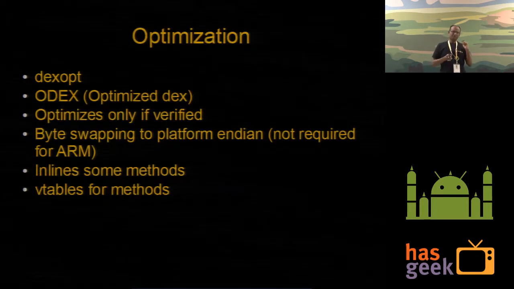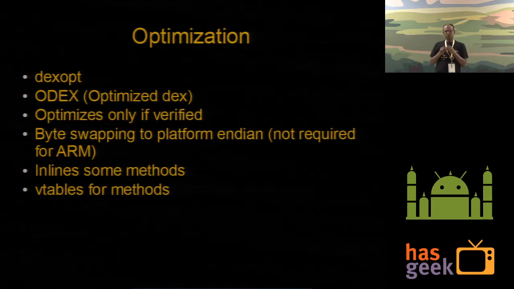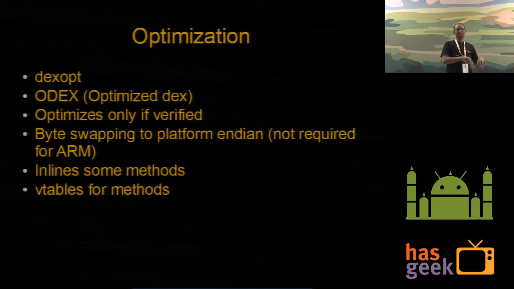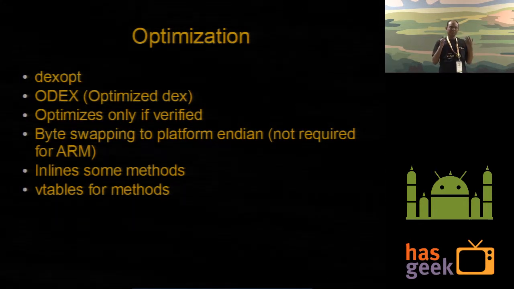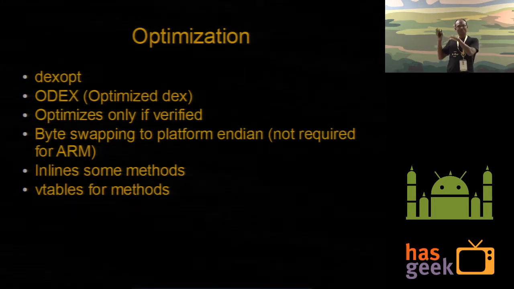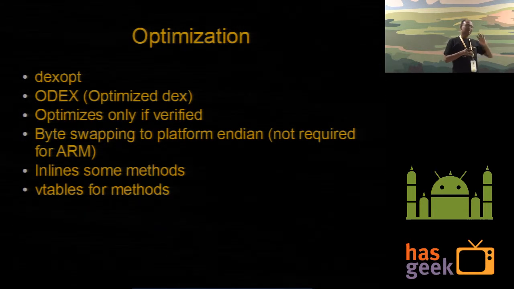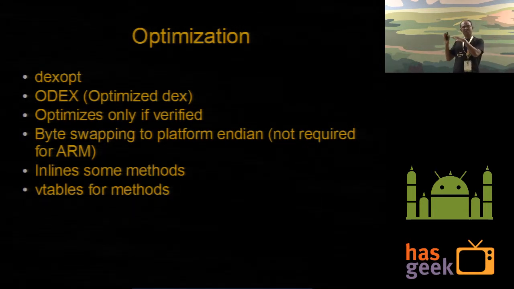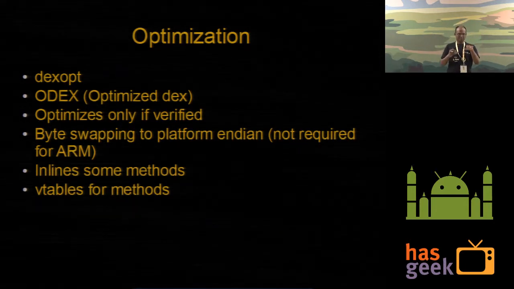So dexopt, apart from doing the verification, also does optimization. Some of the optimizations can happen at install time rather than later. One thing you can probably ask is, why can't I optimize them on my system itself? Why do I need to do it during install time? The optimizations it does here are a little different, and can be platform dependent. One of them is the byte order.